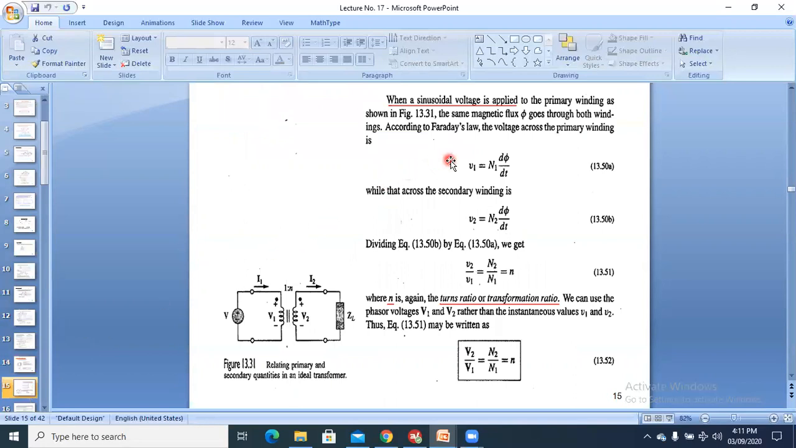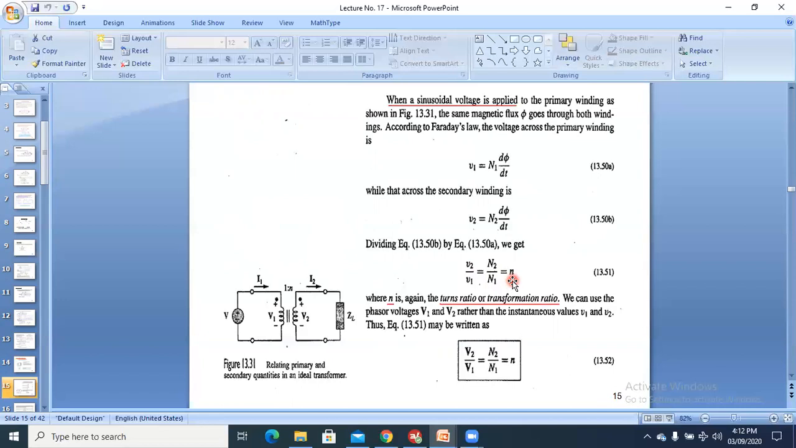So for this, we calculate the voltages V1 and V2, and we know that the voltage of the primary coil is N1 d phi by dt, and V2 is equal to N2 d phi by dt. And the ratio of these two voltages, V2 by V1, is N2 by N1. And that is in fact called the turn ratio of the transformer.